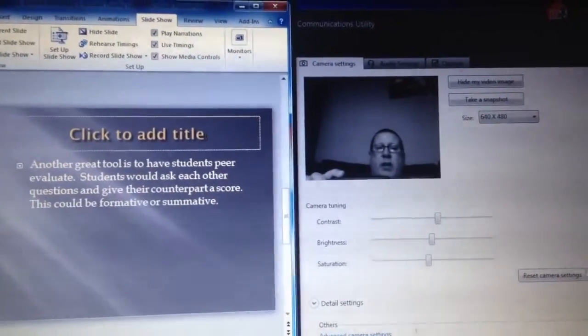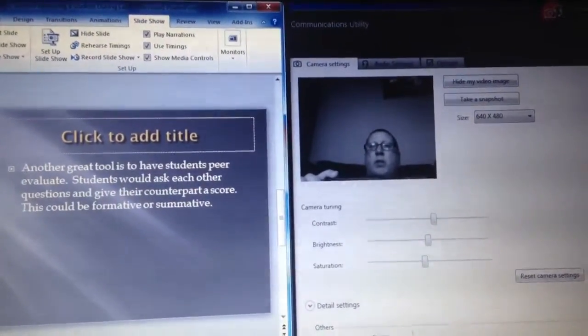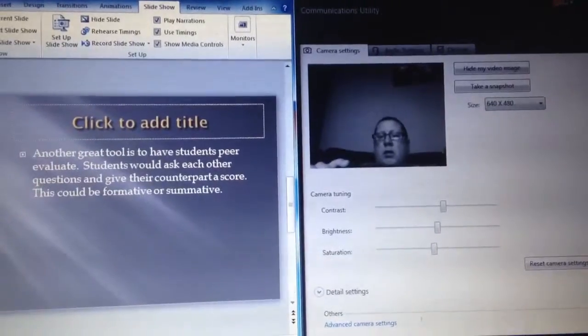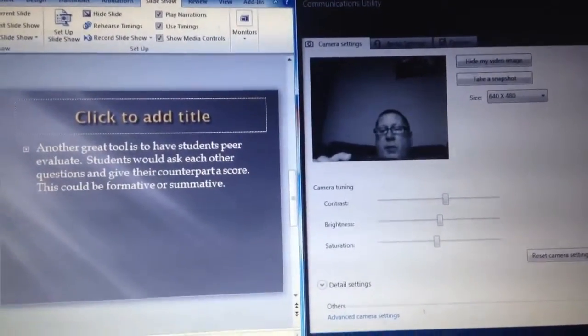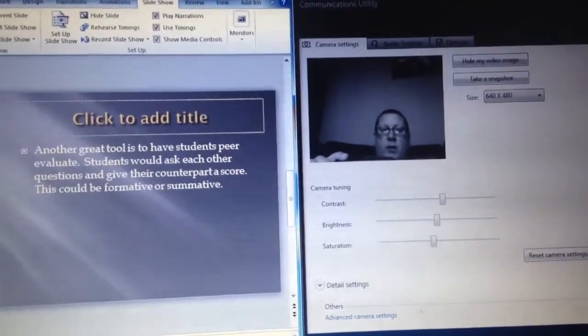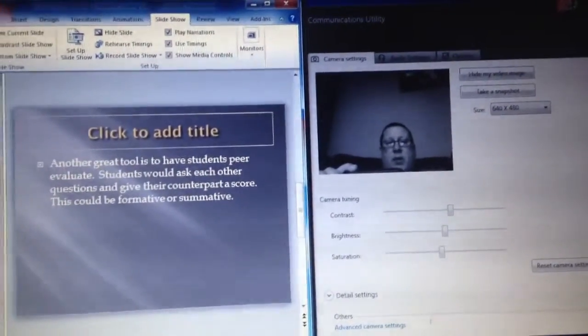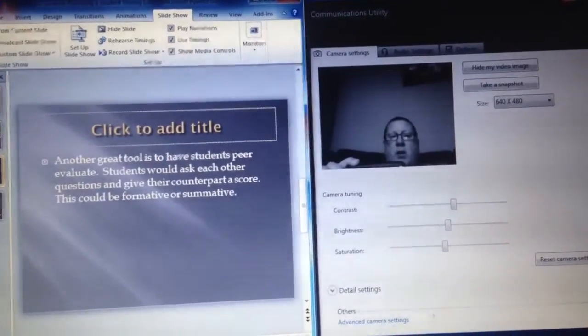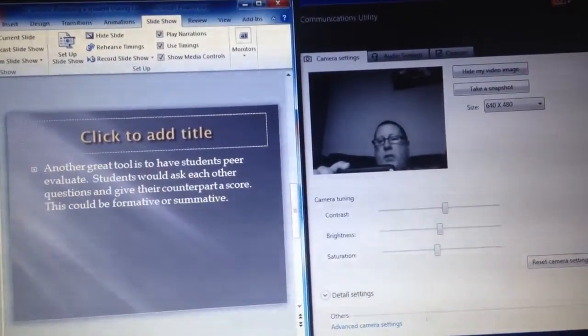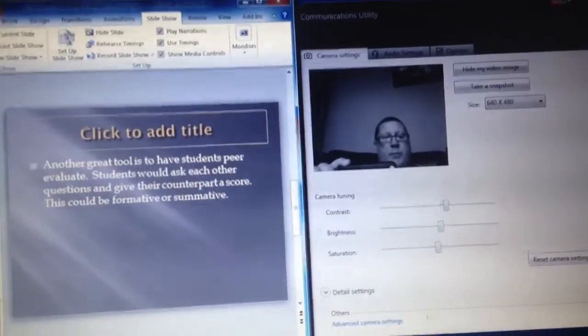Okay, another tool that I have is when they're done with the lab, or really at any point, I have them do peer evaluations. This also goes along with Common Core standards. Students would ask each other questions and give their counterparts a score. I could use this as either formative or summative.